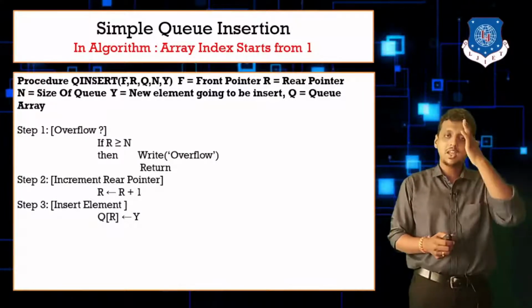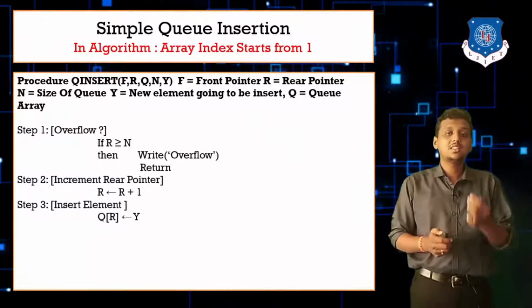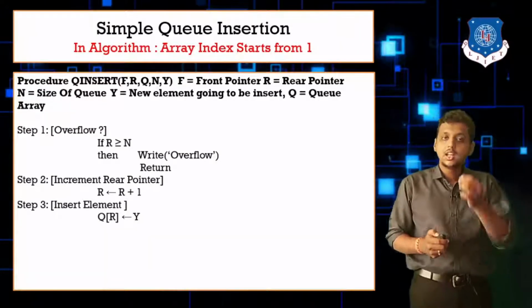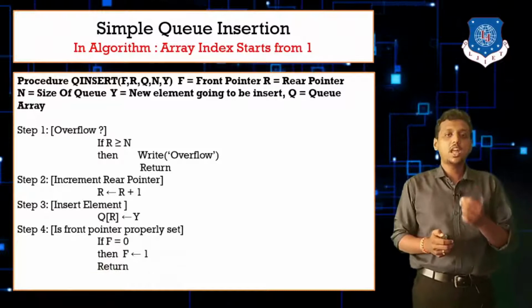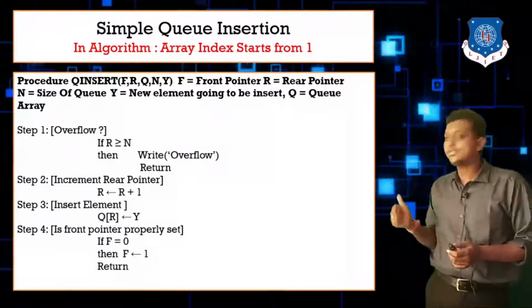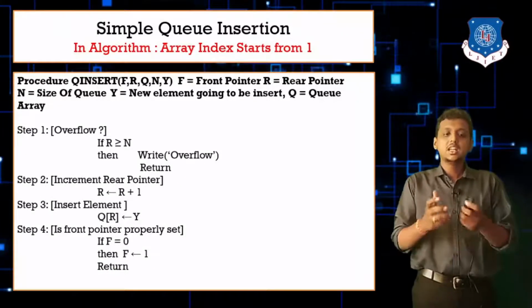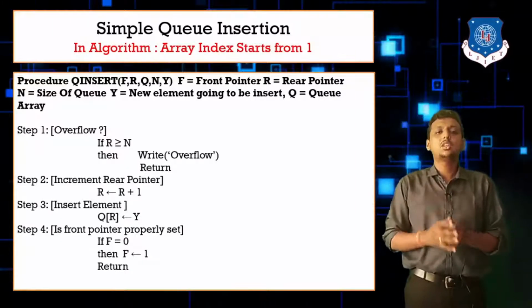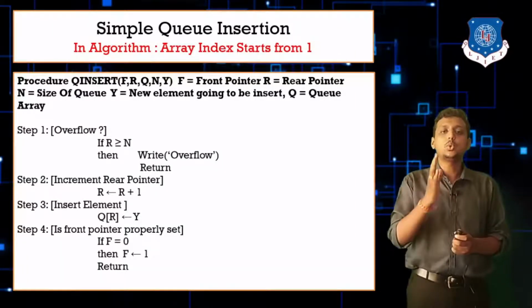Fine. That's why what we are going to do is just set the front pointer, and the syntax for it is: if f is equal to 0, then write f arrow 1. Fine. Here our first algorithm is completed. That is simple queue insertion.